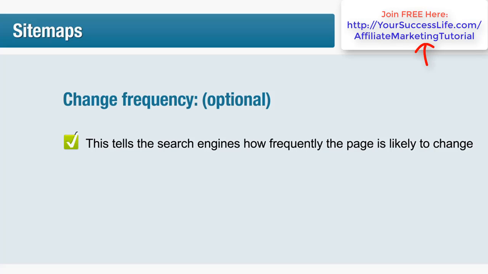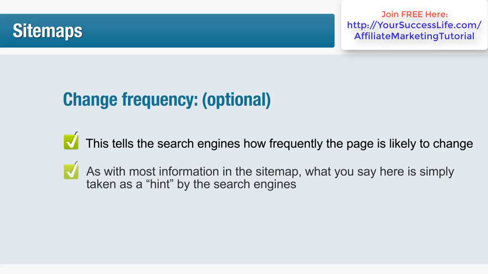For instance, your privacy policy probably won't change very regularly, so you might set it to yearly. Your blog, on the other hand, might change every day, so you could set it to daily. As with most information on the sitemap, what you say here is simply taken as a hint by the search engines. Even though you say that your page changes hourly, you might not find the spiders crawling your site every hour. Similarly, you might find them wandering through your yearly page more regularly than you suggested.